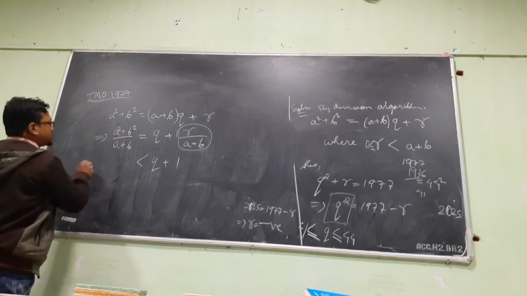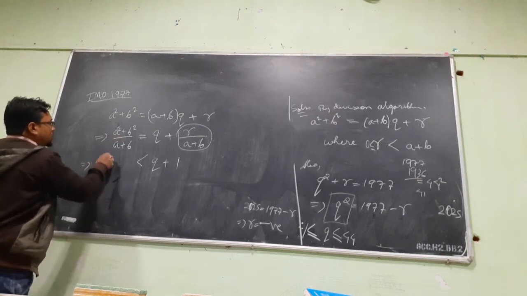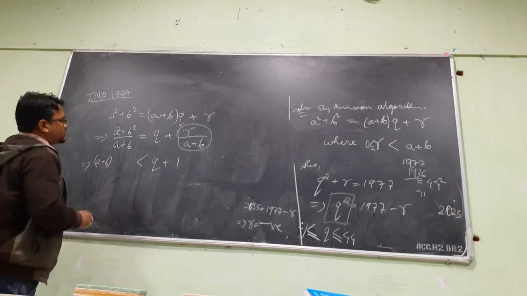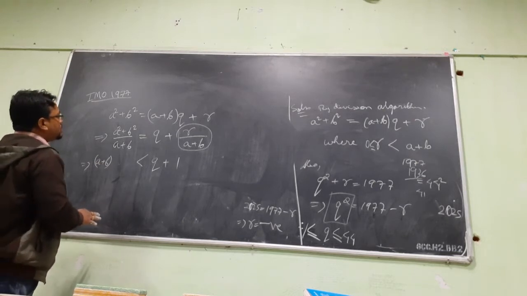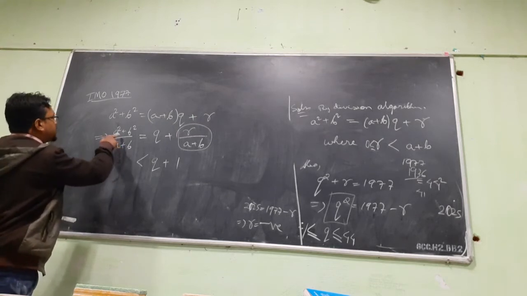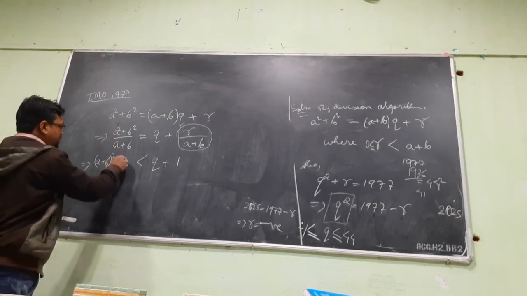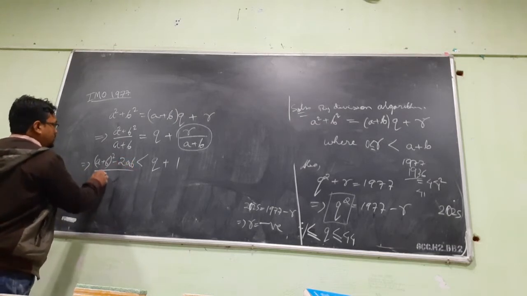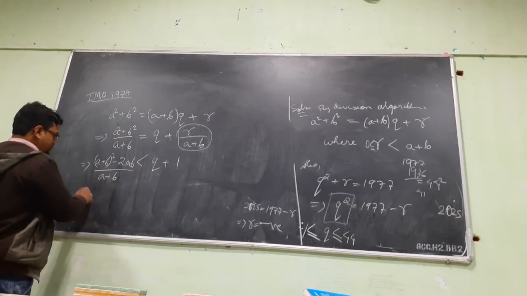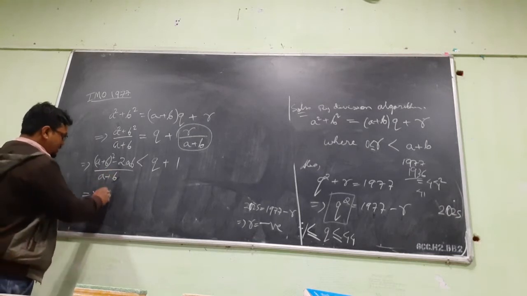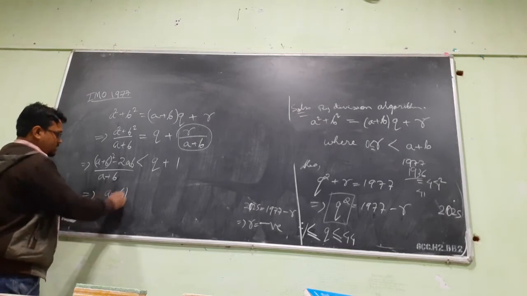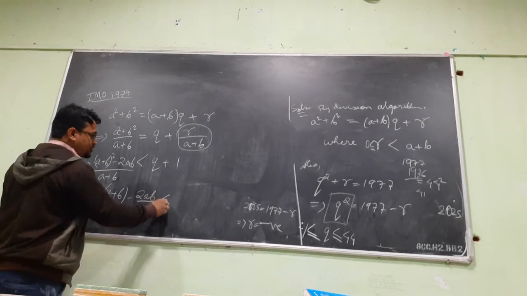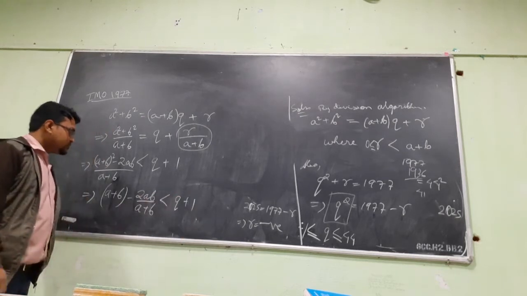You can try it. So put that. Now cross multiplication will do, but after we simplify this, a plus b whole square minus twice ab, we can write it this way, divided by this a plus b. So this means that it is a plus b minus twice ab by a plus b. This is strictly less than q plus 1.